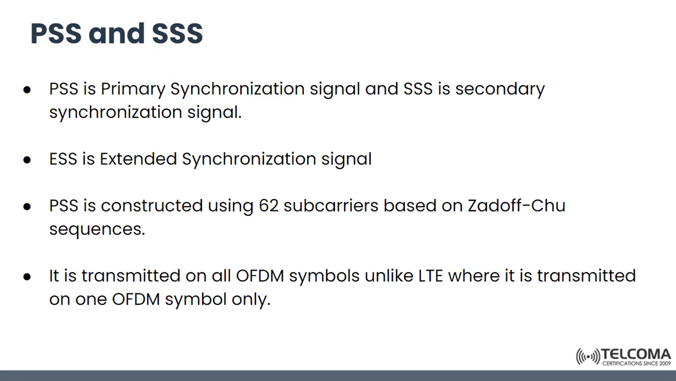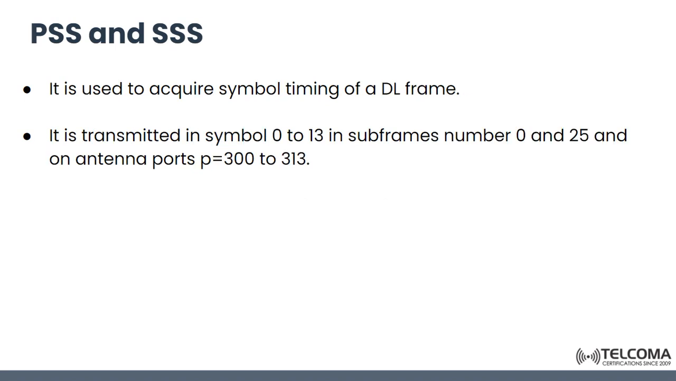It is transmitted on all OFDM symbols, unlike LTE where it is transmitted in only one OFDM symbol. These are used to acquire the symbol timing of a downlink frame, and it is transmitted in symbols 0 to 13 in subframe numbers 0 to 225 and antenna ports P300 to 313.